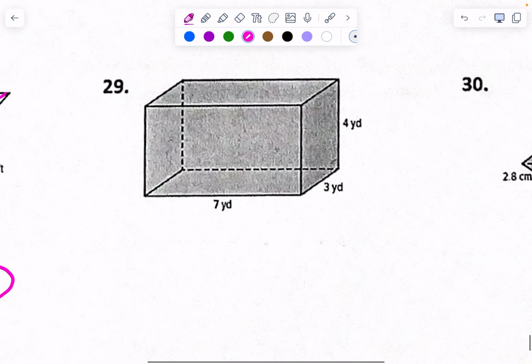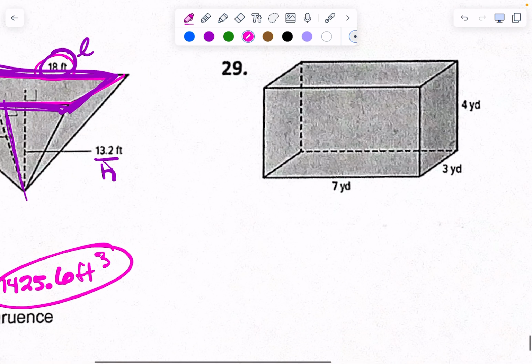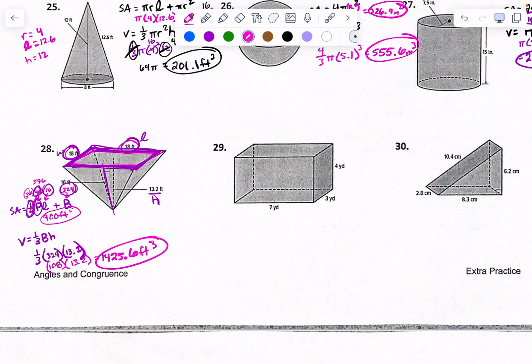All right, 29. What is that? That is a rectangular prism. Surface area: PH plus 2B. Volume: capital B times H. Okay, are we ready for this? Is the bottom the base? It doesn't matter in a rectangle. You can decide. Should we just say the bottom is the base?